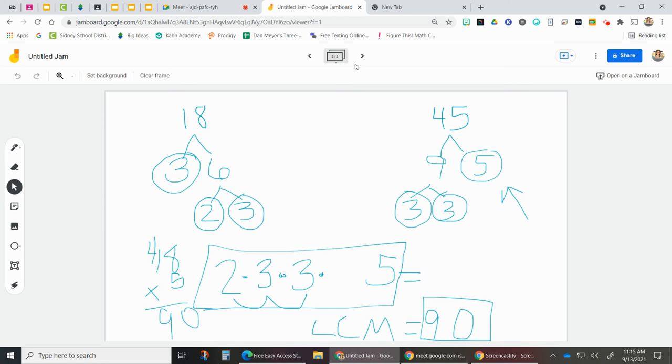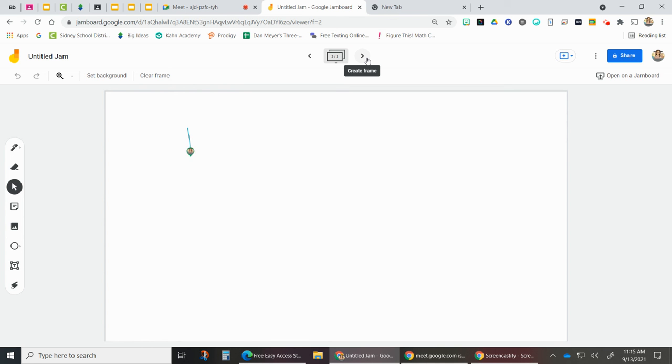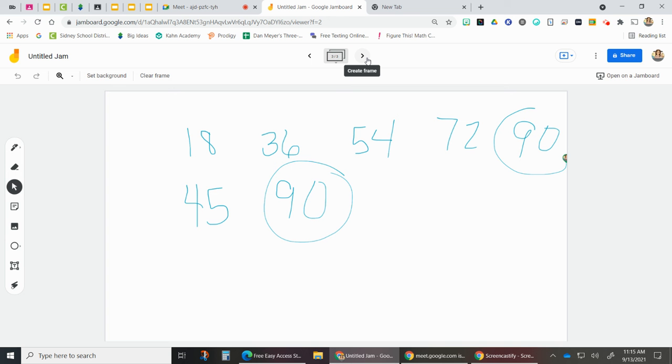Can you do the list method as well? Yes, you can. So the list method for those two numbers would look like this. For 18, it would be 18, 36, 54, 72, and then 90, right? But for 45, 45 times 1 is 45, 45 times 2 is 90. So can you see that's the first time they have a multiple in common? Okay, so there's those two methods.